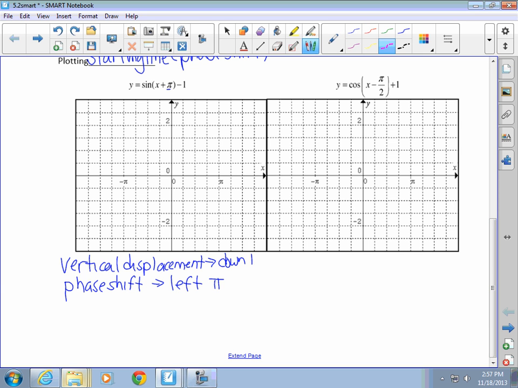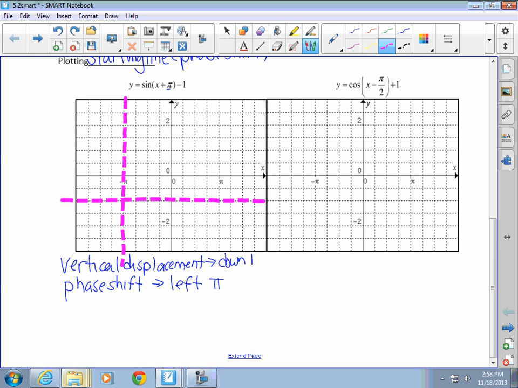Okay, so I'm going to put in my new center line and my new starting line. So vertical displacement goes down negative 1. So negative 1 is going to put me here. And then my phase shift is to the left pi. So instead of starting at 0, it's going to start here at negative pi.